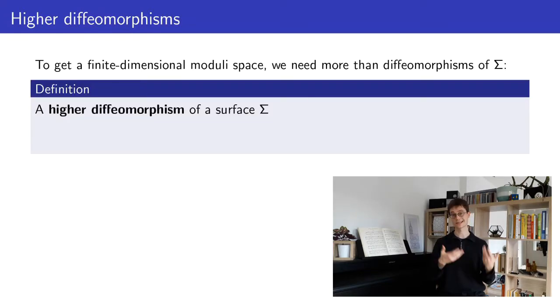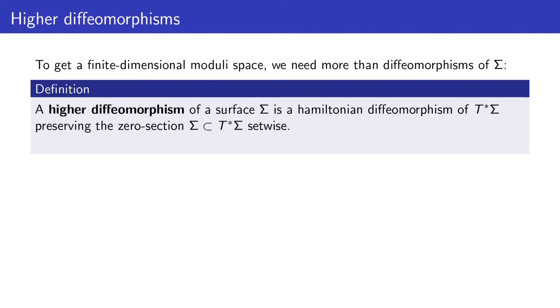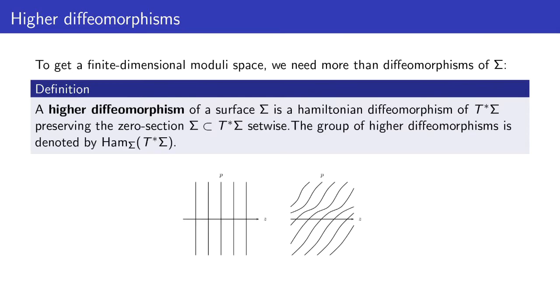We call a higher diffeomorphism a diffeomorphism of the cotangent bundle, which is Hamiltonian, meaning generated by some function, which preserves the zero section setwise. So if you restrict the higher diffeomorphism to sigma, your surface, then you just see a usual diffeomorphism, which is in fact isotopic to the identity. But in the fibers, the higher diffeomorphism can act non-trivially. So in particular, it can be nonlinear in the fibers, and it can even mix up the fibers.